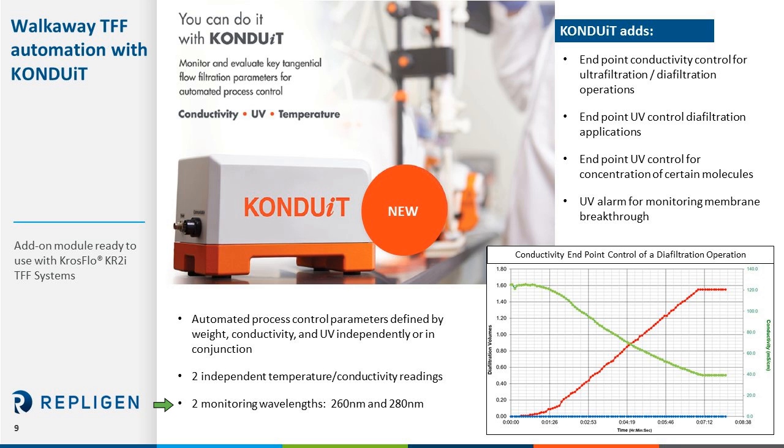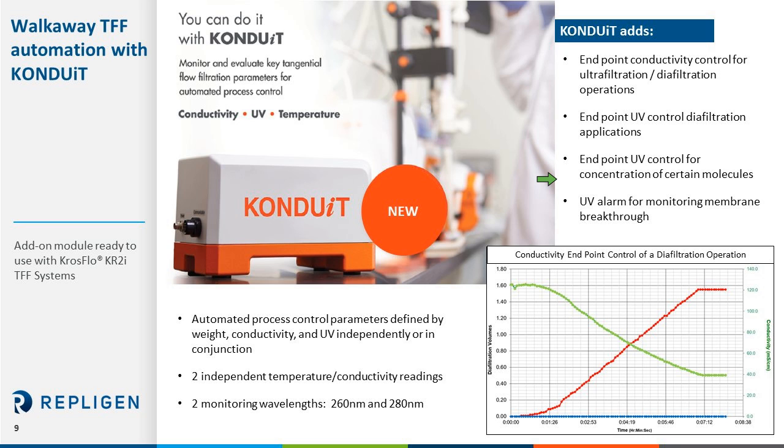This run data graph shows retentate conductivity here in green and the volume of diafiltration buffer as a function of time. You can see as the conductivity reading is decreasing, the amount of diafiltration buffer increases over the course of this TFF run. The Conduit device enables endpoint control of TFF operations, including conductivity control for UFDF applications, UV control for diafiltration applications, and endpoint concentration control for certain molecules.